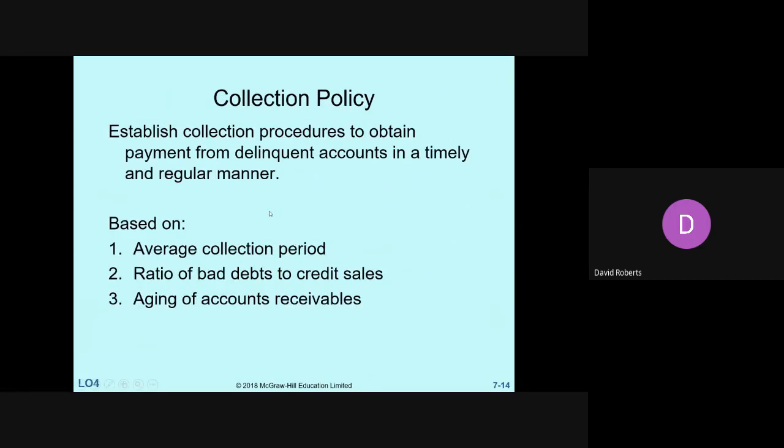Collection policy: how long it takes you to collect your money, the average collection period, and what is the ratio of bad debt compared to your credit sales. And so you would want to lend money, which is really accounts receivable, to only creditworthy customers. And that's the end of chapter number 7.